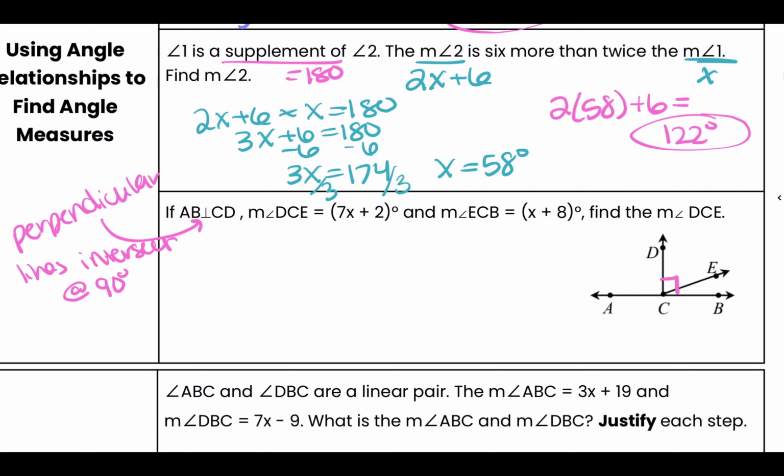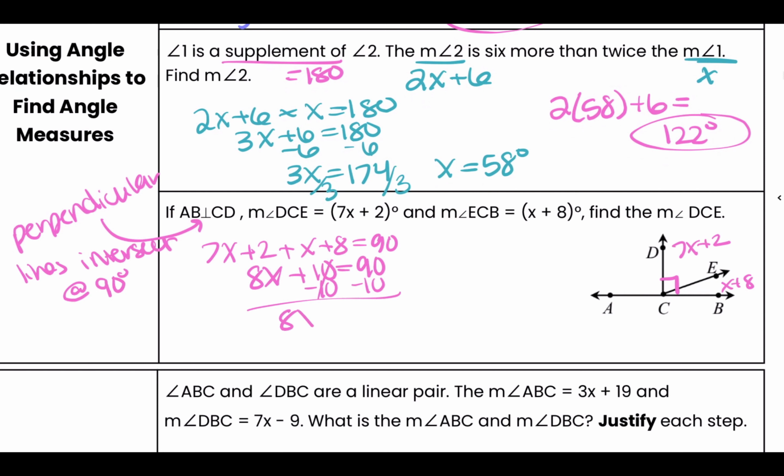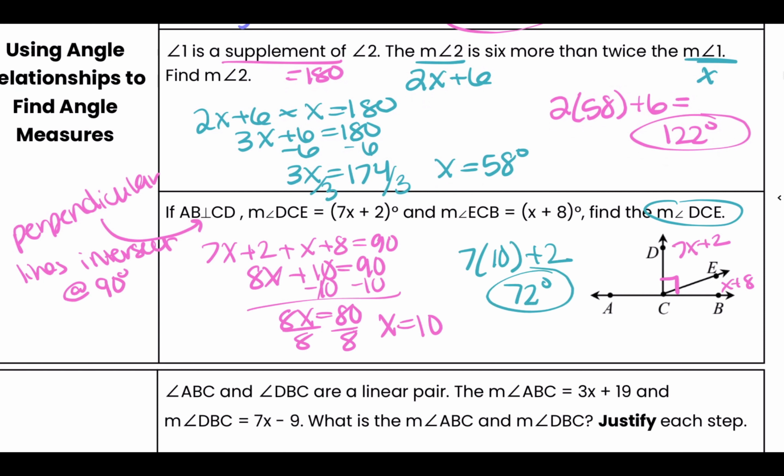So DCE is 7x plus 2, and EBC is x plus 8. So together they equal 90. 7x plus 2 plus x plus 8 equals 90 degrees. So we get 8x plus 10 equals 90. Subtract 10. 8x equals 80, divide by 8, x equals 10. But remember, we need to plug in to find DCE. So 7 times 10 plus 2 is 72 degrees.